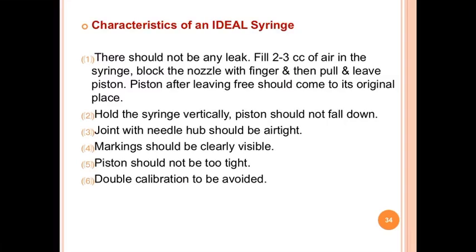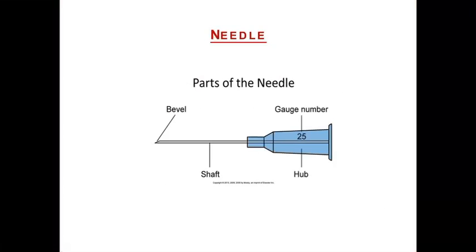The joint with the needle hub should be alright. Marking should be clearly visible. The piston should not be too tight and double calibration should be avoided. Now the needle. The parts of the needle are first the bevel, then the shaft of the needle, and the hub of the needle, and the number of the needle is written on the hub of the needle. It is the gauge number of the needle.